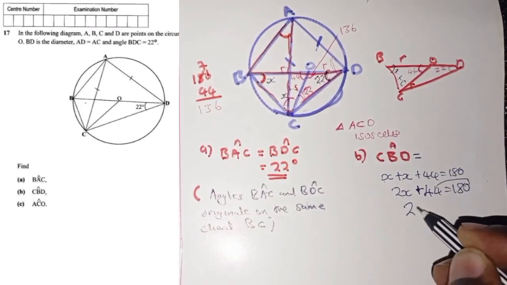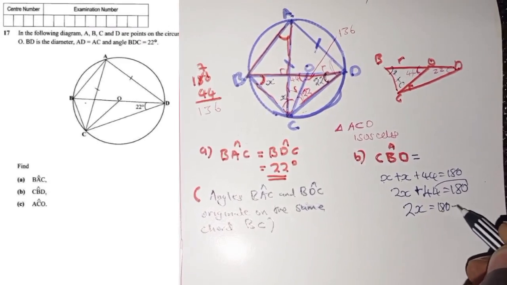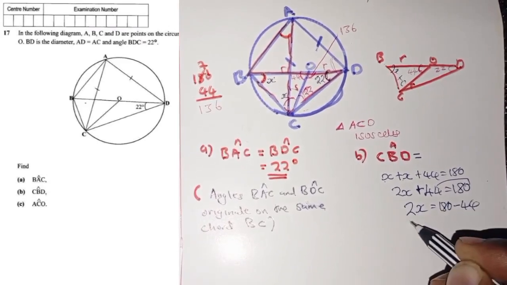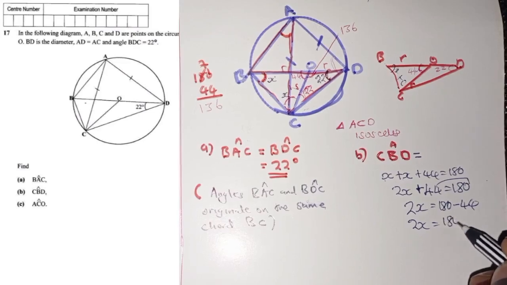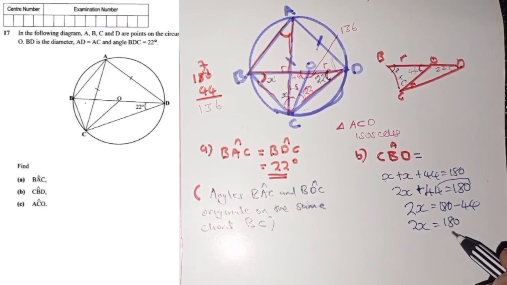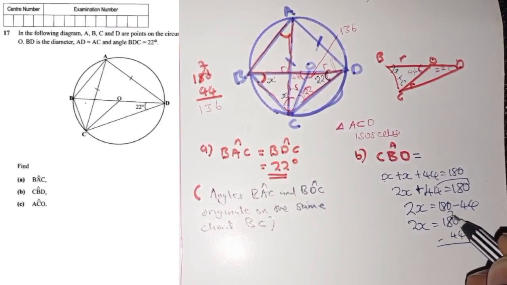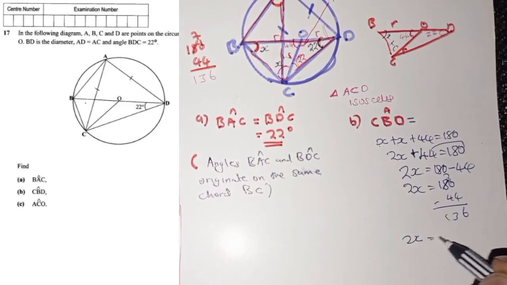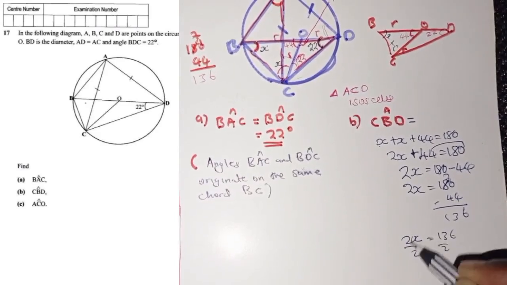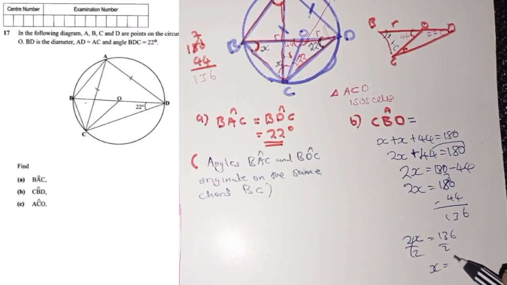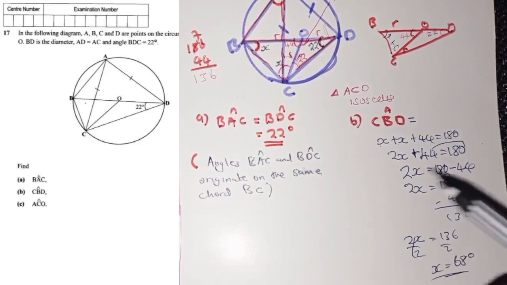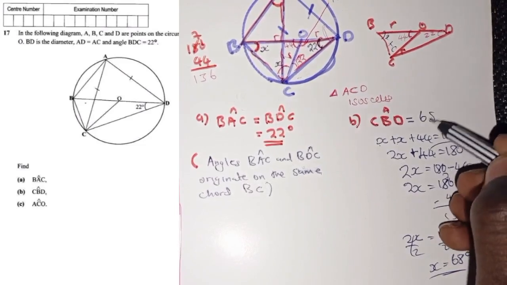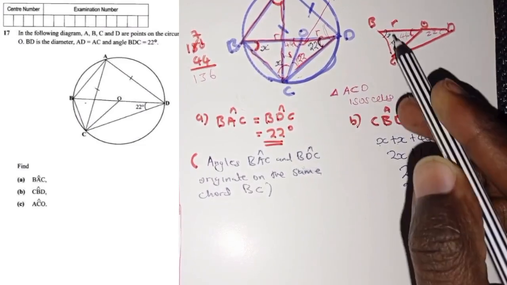Take 44 this side, 2x is equal to 180 minus 44. Let me just subtract like this. 10, that is 6, get 136. So 2x is equal to 136. Divide by 2, divide by 2. So here you get 68 degrees. So therefore, this angle is 68 degrees.